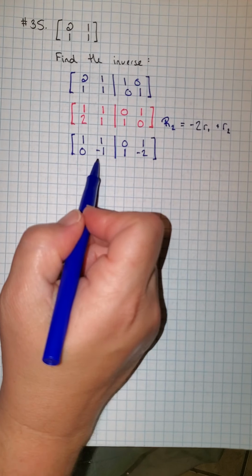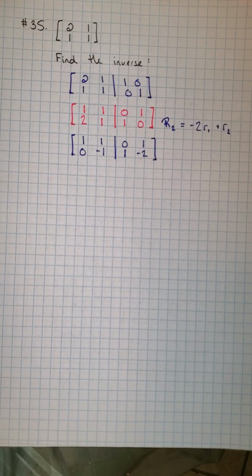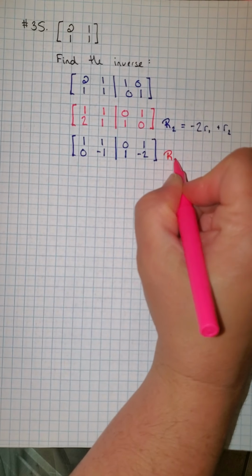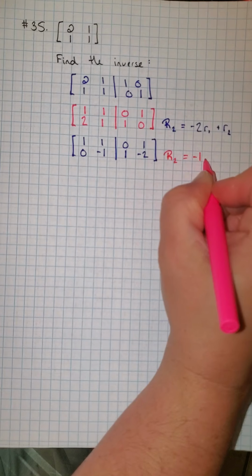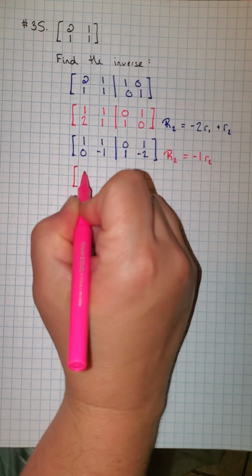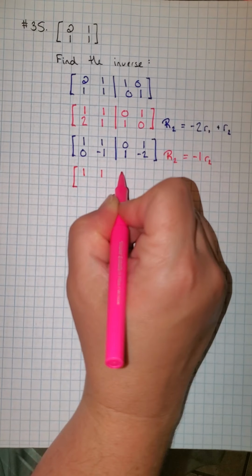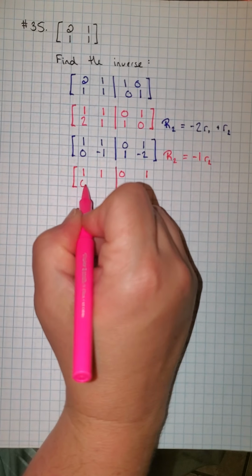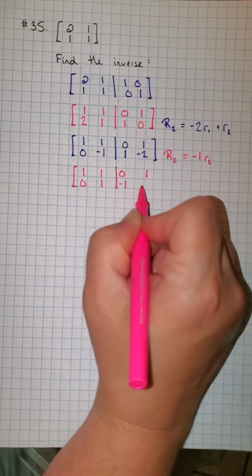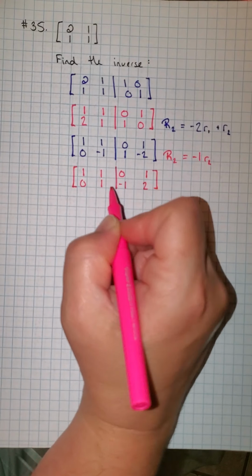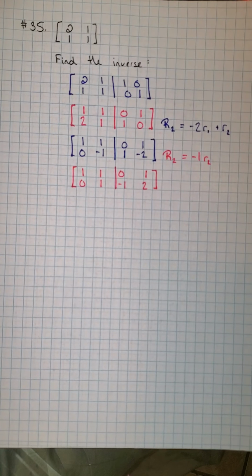Alright, I need this to be a positive 1 instead of a negative 1. So I'm just going to multiply. So our new row 2 will just be negative 1 times our old row 2. So the first row will stay the same. Our second row will just have all the opposite signs. We are almost there because we've got the 1, 0, and the 1. We just need that top to be 0.